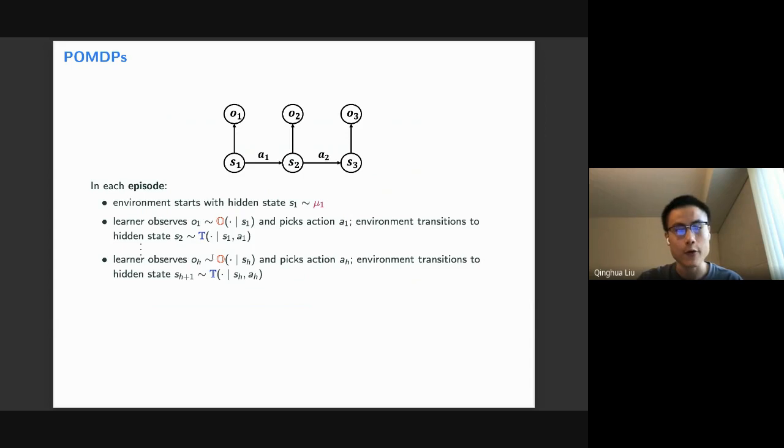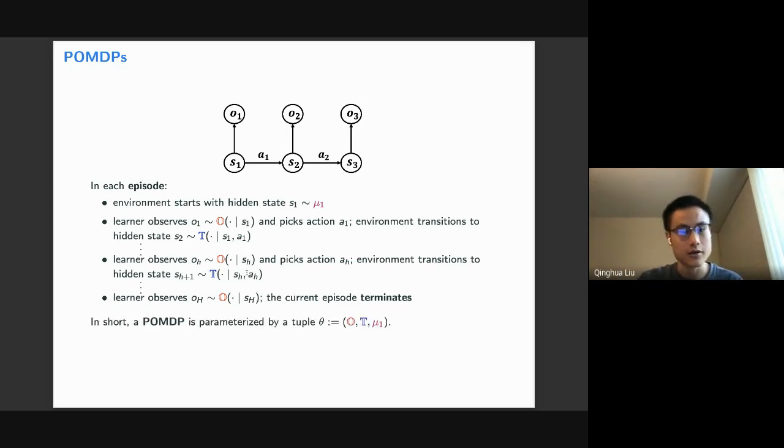And we repeat this process for capital H stages. Specifically, at step small h, the learner first observes some observation O_h, sampled from the emission distribution of s_h, which is the current hidden state. Then the learner picks action a_h. The environment transitions to another hidden state, s_{h+1}, that is sampled from the transition distribution conditioning on s_h and a_h. And finally, after the learner observes O_H, the current episode terminates.